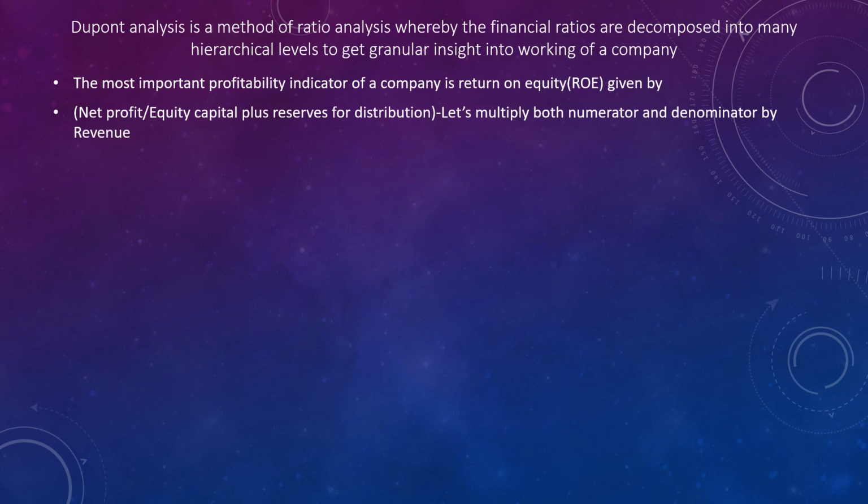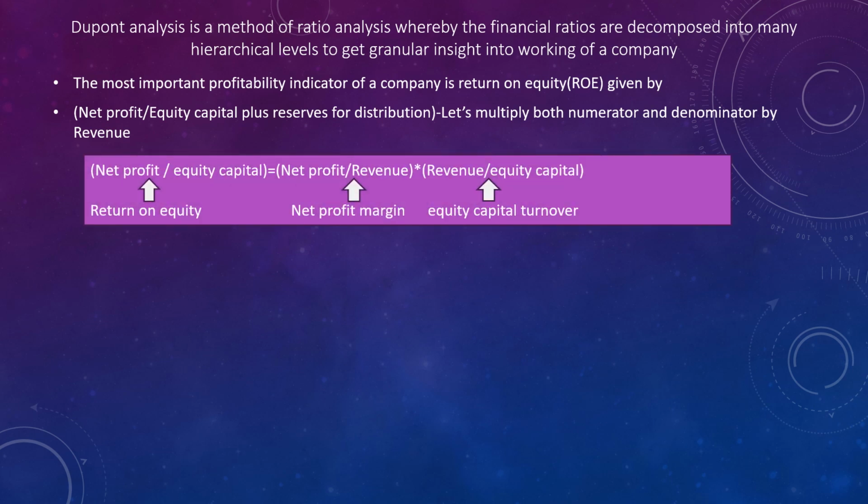Now, let's multiply both numerator and denominator by the revenue. So we get the following result. The net profit by equity capital could be restated as net profit by revenue into revenue by equity capital, which is, return on equity is equal to net profit margin into equity capital turnover.